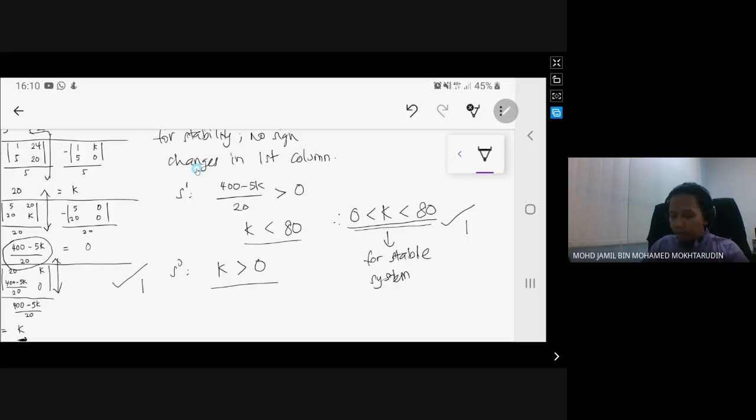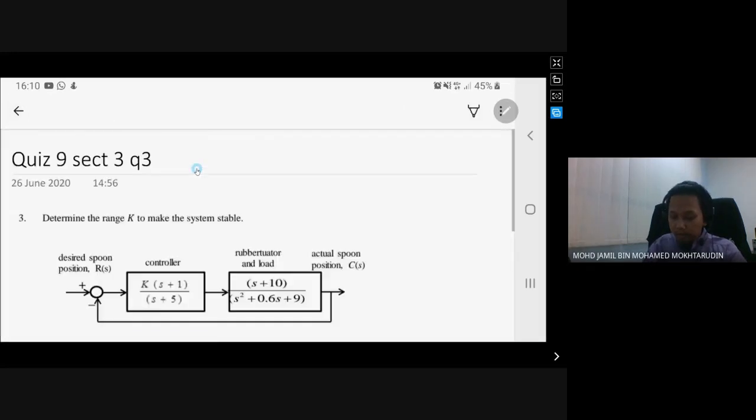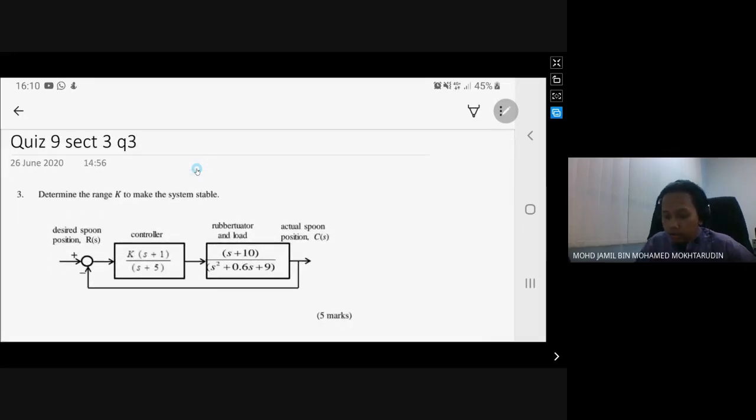Okay, then we move on to the last question for quiz 9. So the last question, quiz 9, question number 3. Determine the range K to make the system stable. This is a bit complicated because it has more blocks compared to question number 2. Total 5 marks. Question 2 was 3; question 3 is 5 marks.